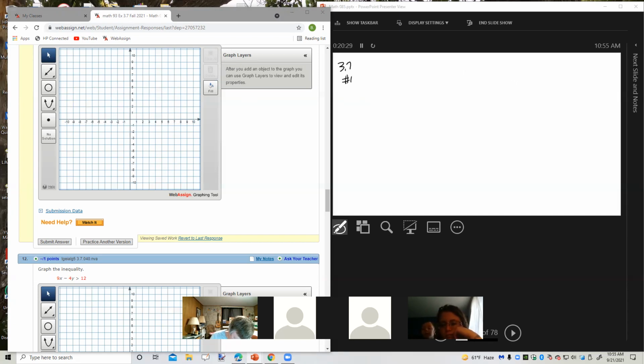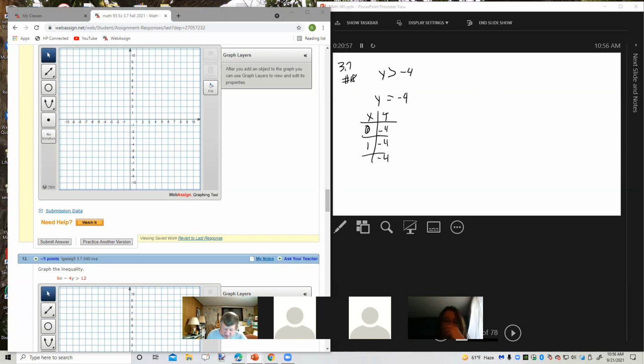3.7, number 18. And this is y is greater than negative 4. Okay. The related equation would be y equals negative 4. Okay, x equals a constant we said was a vertical line. Y equals a constant is a horizontal line. So basically what we're going to get is y is negative 4 no matter what x is.